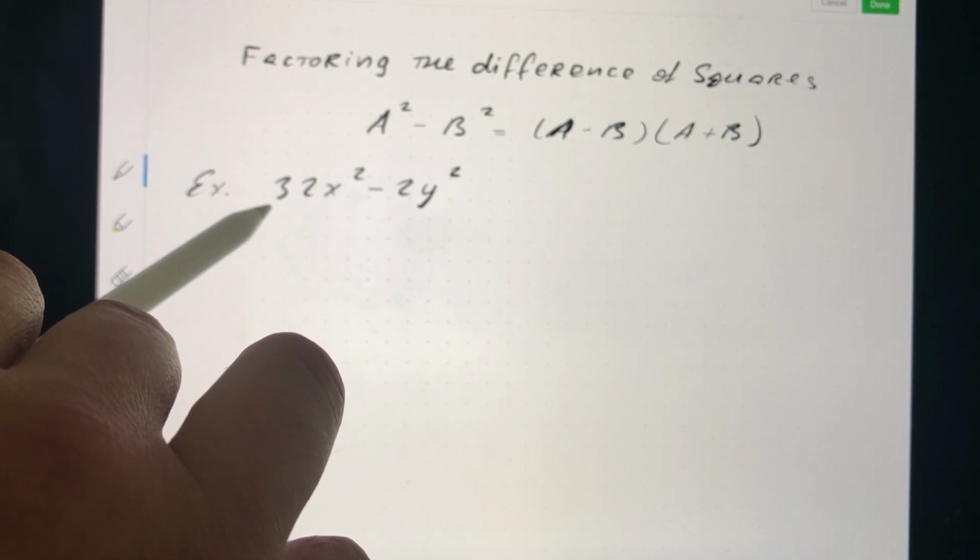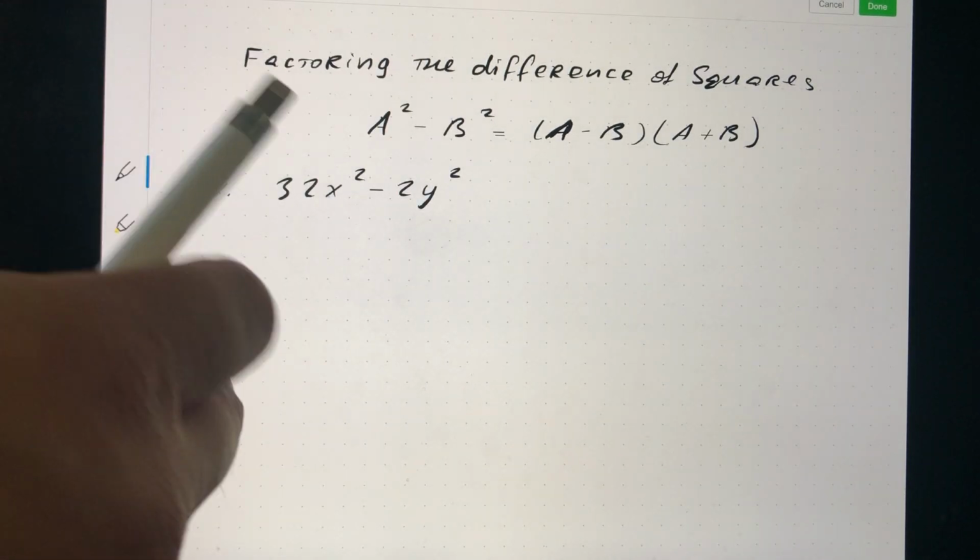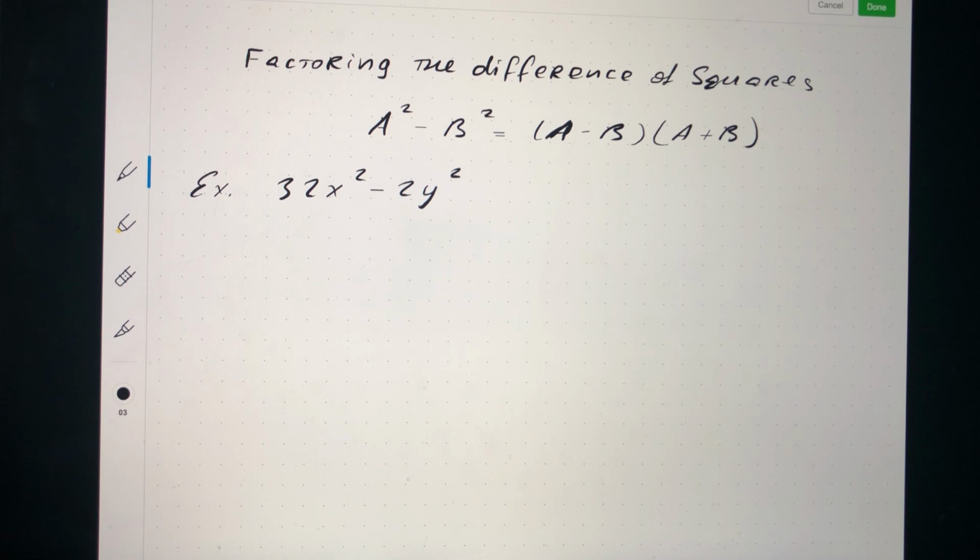The second part is to factor out the GCF, the greatest common factor. So let's look and see if there is anything that we can take out. We see that both numbers are even. So if we factor out the 2, that leaves us with 16x squared minus y squared.